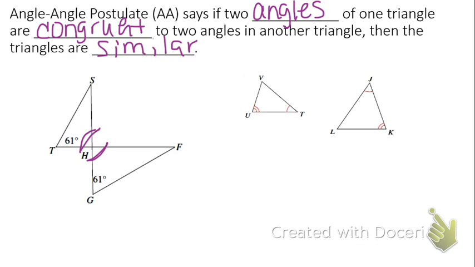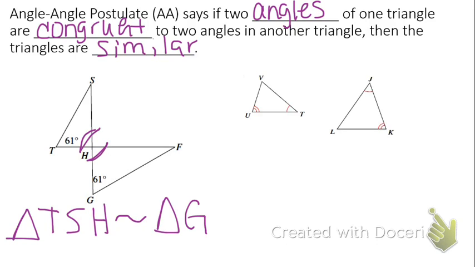Now one thing that you might have to write is a similarity statement. So to do that, we're going to say triangle TSH. And then the sign for similarity is just a squiggly. And then to write the other triangle, you match the angles. So T matches with G, S matches with F, and H matches with itself. And then we can say they're similar by angle, angle.